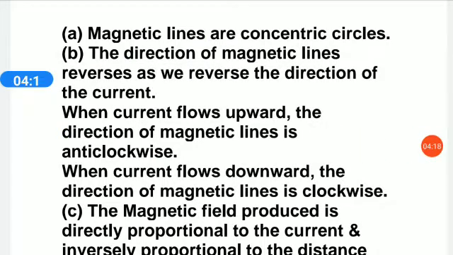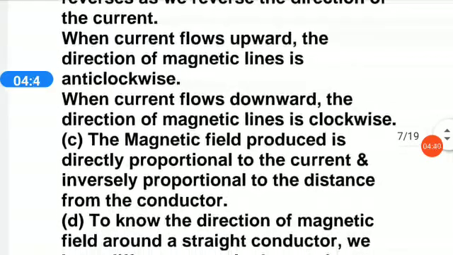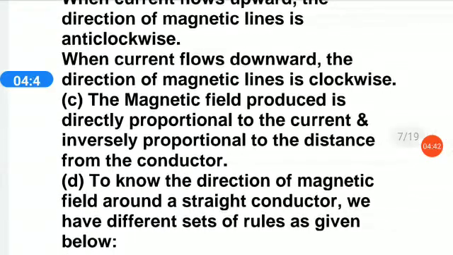Now the question is, what are the properties of these magnetic field lines? Magnetic field lines are concentric circles. Circle के form में होता है when there is a straight current carrying conductor. The direction of magnetic lines reverses as we reverse the direction of the current. When current flows upward, the direction of magnetic field line is anti-clockwise. When current flows downward, the direction of magnetic field line is clockwise.